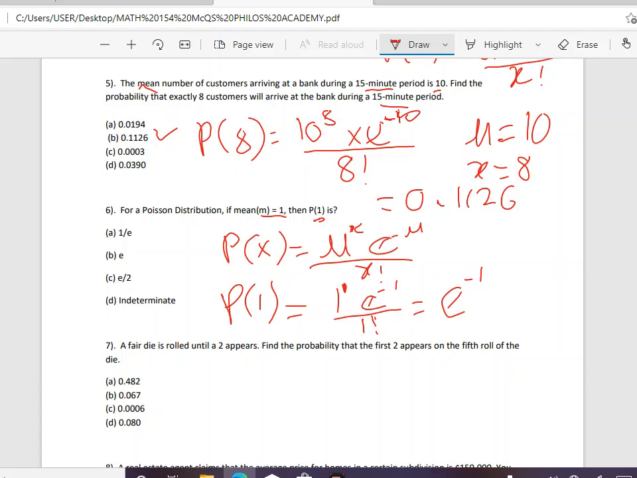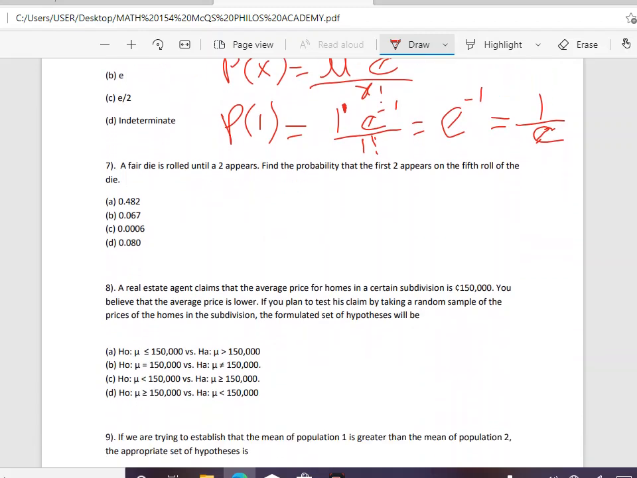But when you go back to your principles of indices, laws of indices, if you could recollect that any number exponent negative 1 gives you 1 over that number. So e exponent negative 1 gives you 1 divided by e. So for that matter, the answer for this is A, 1 divided by e. Okay, then let's go to question 7.